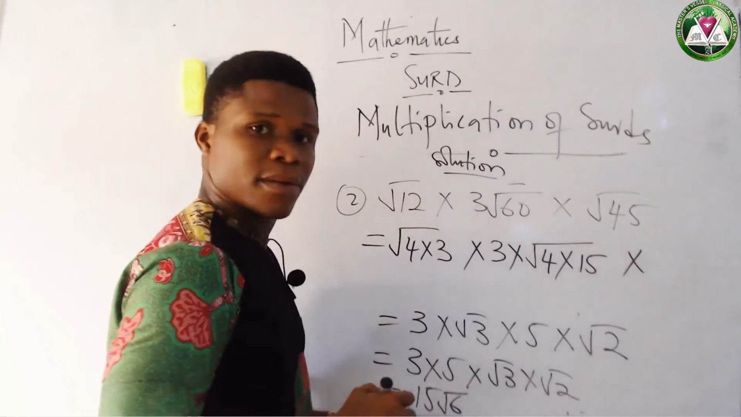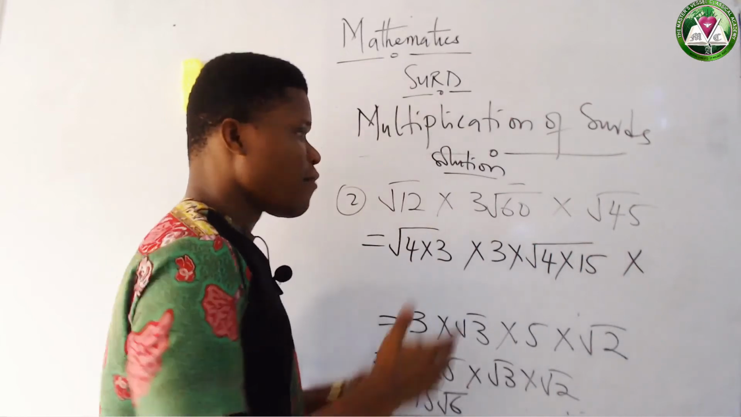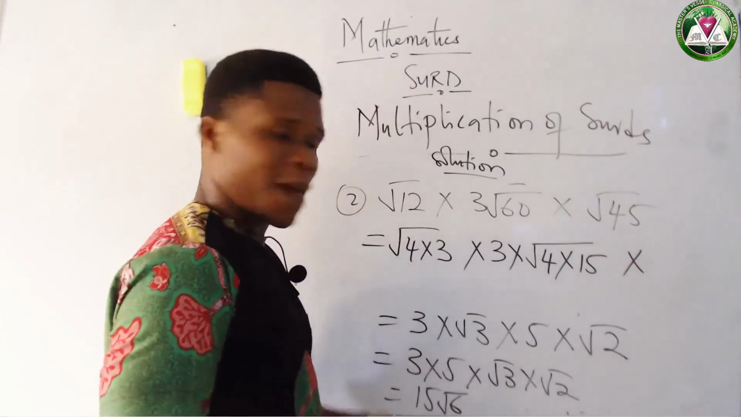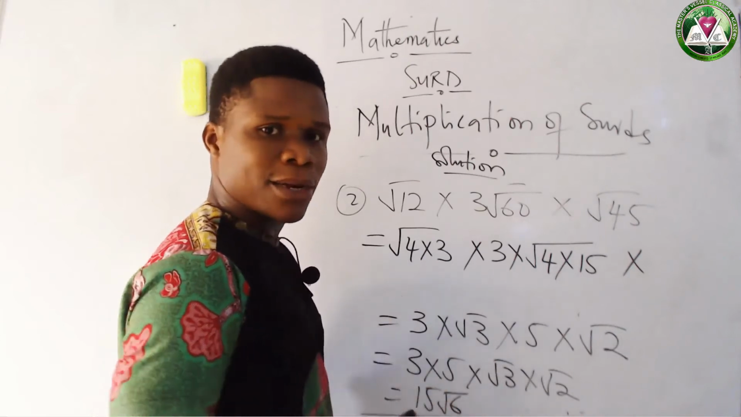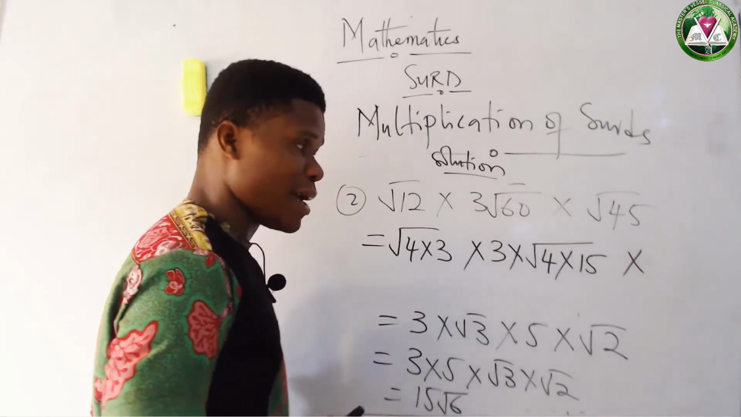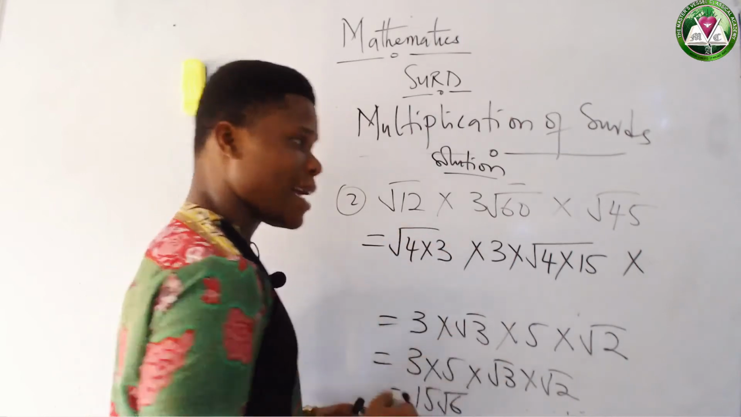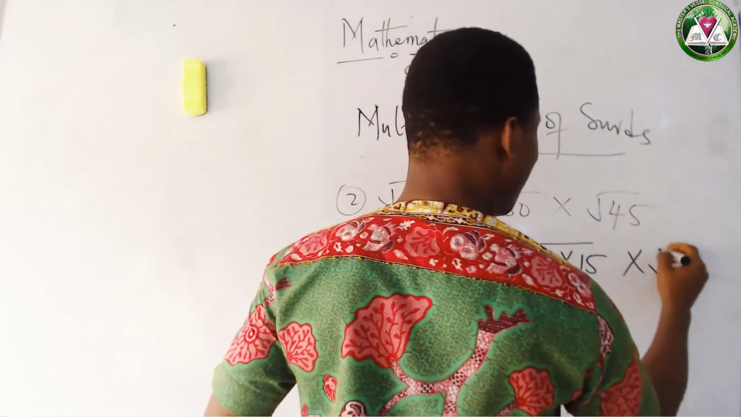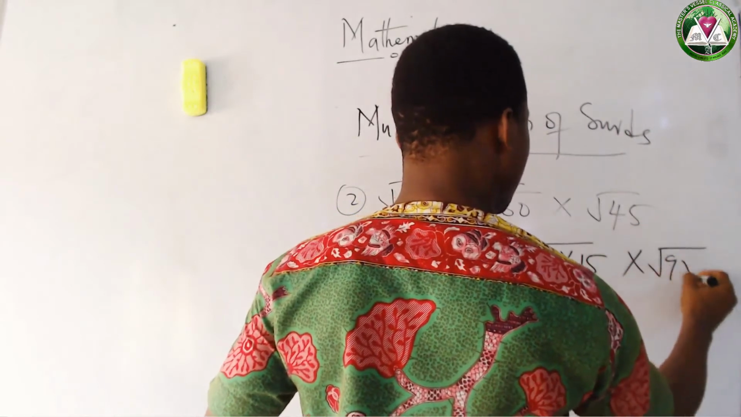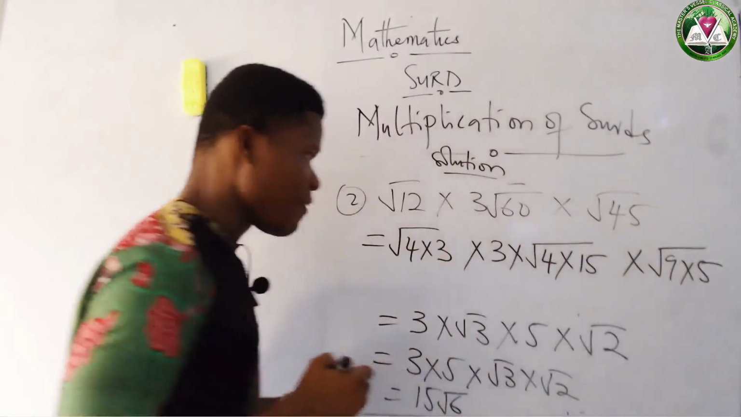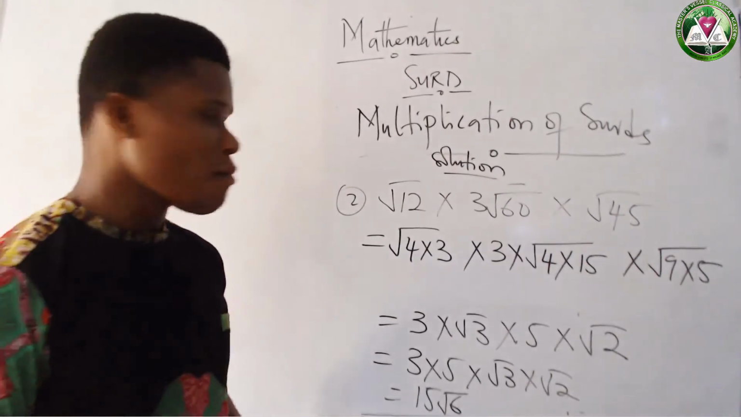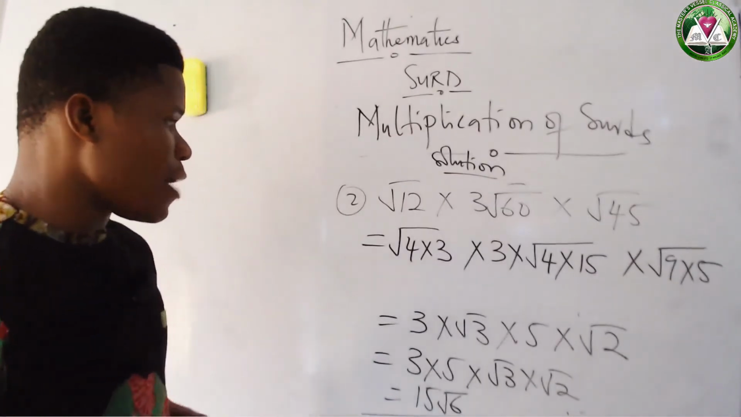Times 4 root 45. Which perfect square can divide it? Can 4 go? No. Can 9 go? Okay, 9 can go. What about that perfect square 16? No. So let's try 9. So 9 divided into 45 will give us 5. 45 is 9 times 5. Okay, so we go ahead.